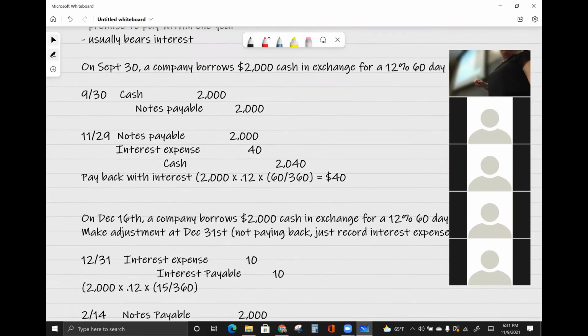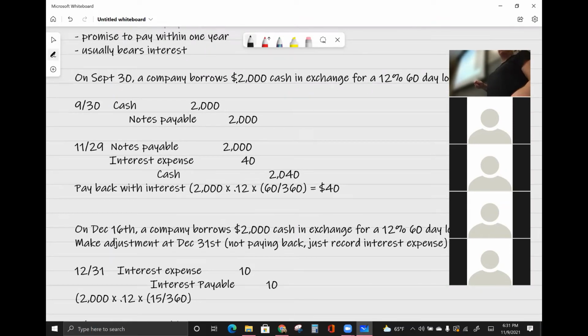On September 30th, a company borrows $2,000 cash in exchange for a 12% 60-day loan. So when I borrow that money on September 30th, how do I record that on my books? Remember, I get money, I'm bringing it in. So now I have money going into the bank, which means I have to do a journal entry. I've got to get it on my books. So I'm going to debit cash for the $2,000 because that's what I brought in, right? And then I have to credit notes payable. That's going to show up on my liability section saying, okay, this organization owes $2,000 for something.